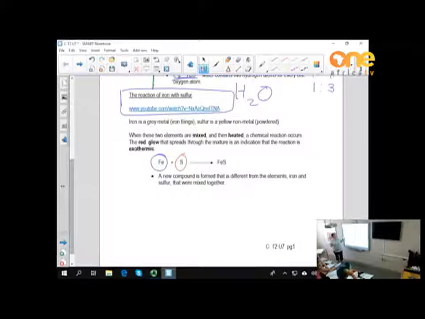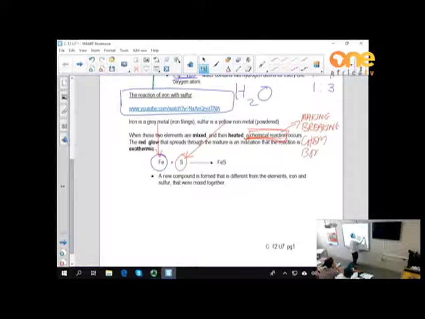So, just very simply, iron is a gray metal, sulfur is a yellow non-metal. Iron filings will be magnetic. I could pull them out with a magnet from the yellow powder. The yellow powder is not magnetic. So they say when these two elements are mixed and then heated, we get a chemical reaction. What is very important when there is a chemical reaction? It implies we are making and/or breaking chemical bonds. Very important. A chemical reaction implies the making and/or breaking of chemical bonds.